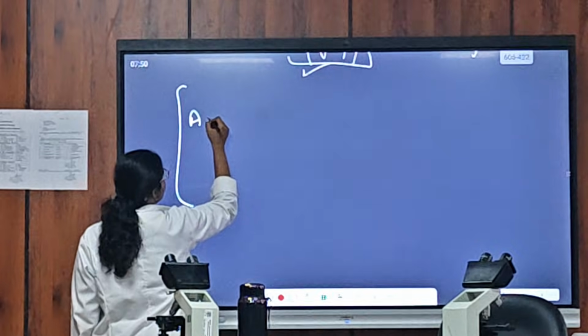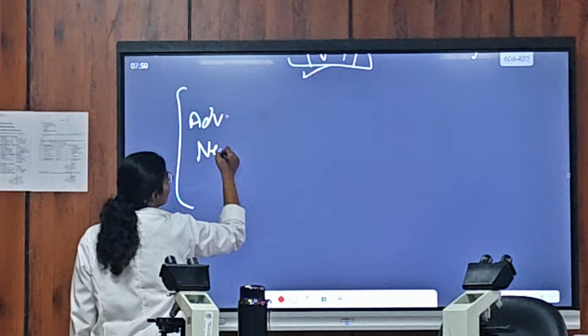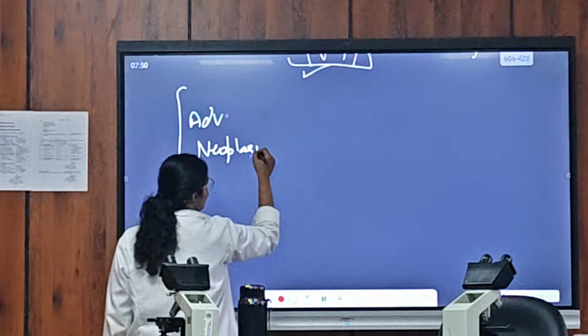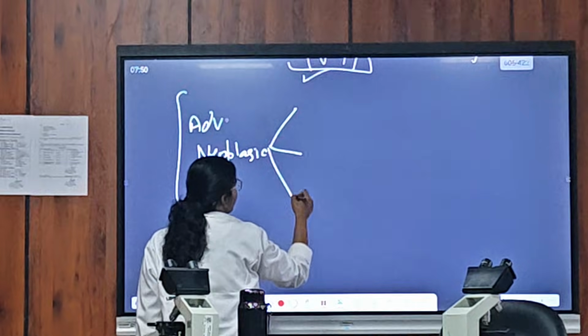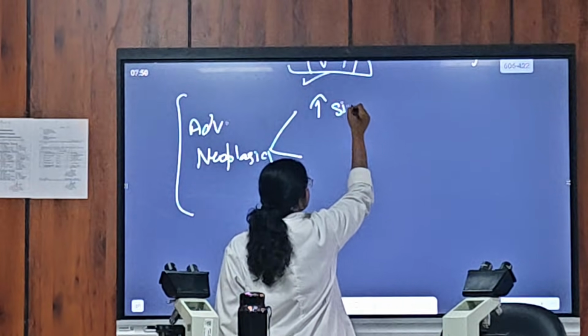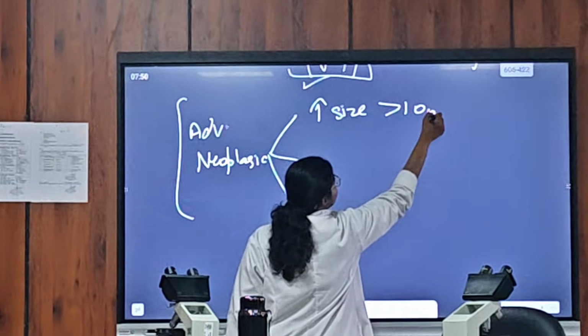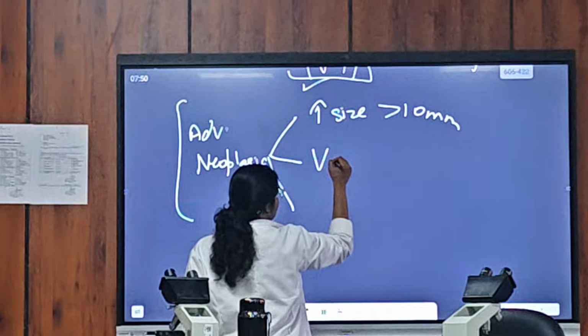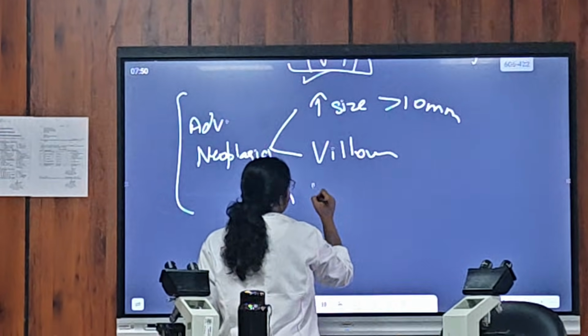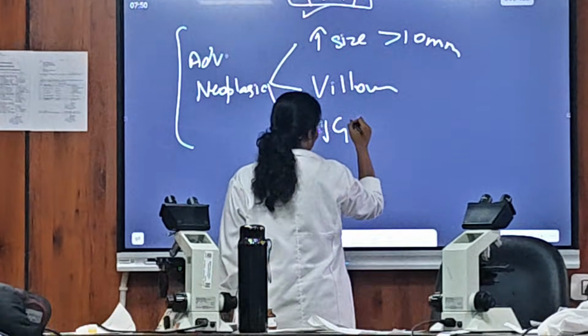There is a term called advanced neoplasia, and an adenoma can be classified into advanced neoplasia if there are 3 points: increase in size more than 10 mm, villous architecture, and high-grade dysplasia.